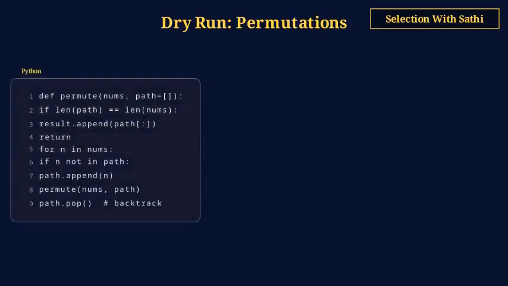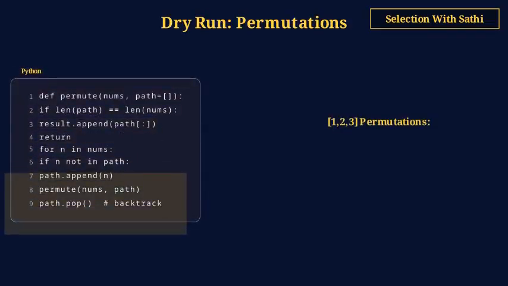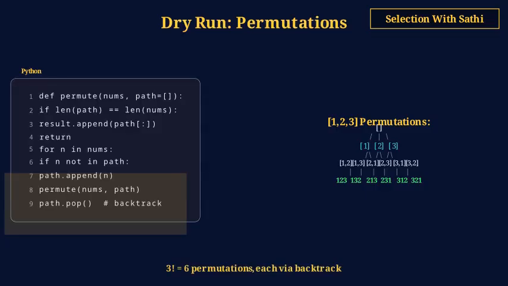Subset sum, find all subsets of 2, 3, 5 that sum to 5. Start with empty subset, sum 0. Include 2. Sum is 2. Include 3. Sum is 5, equals target. Record subset 2, 3. Backtrack, exclude 3. Include 5. Sum is 7, exceeds target. Prune this branch. Backtrack, exclude 2.